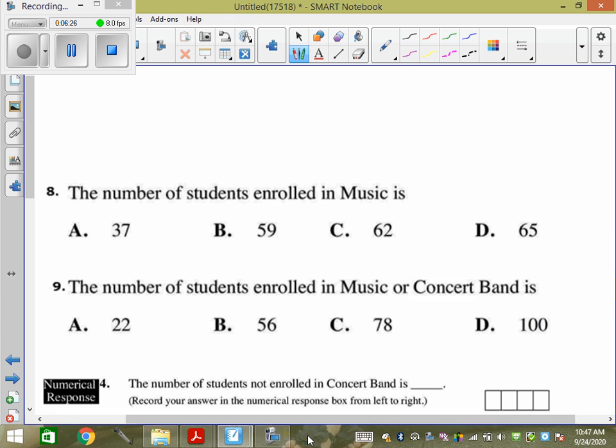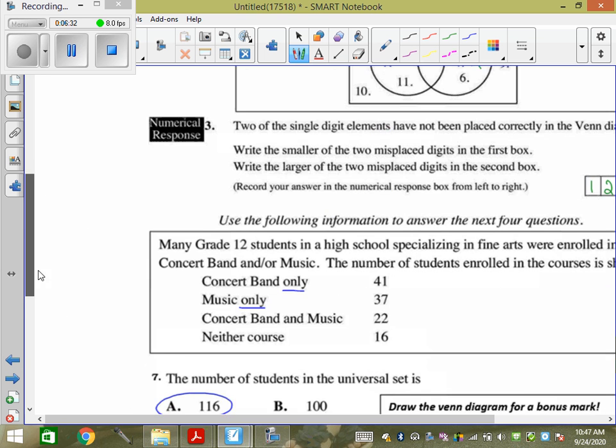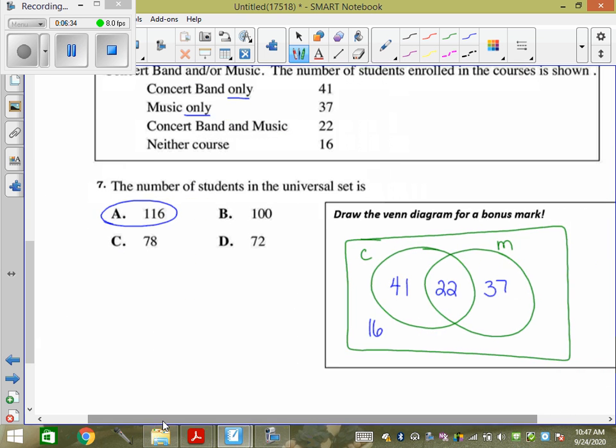Now, we want the number of students enrolled in music. So how many are enrolled in music? 59, because you have to add the 2.